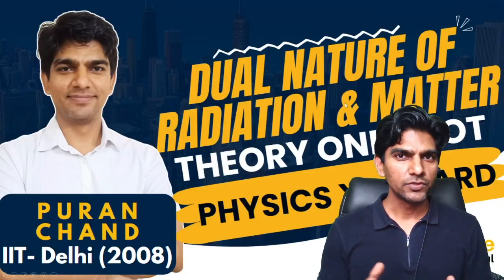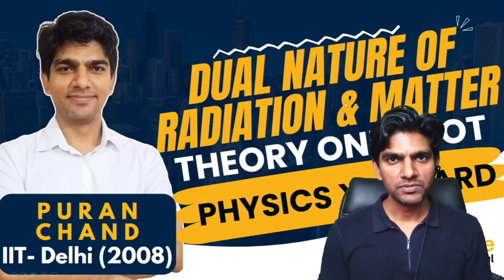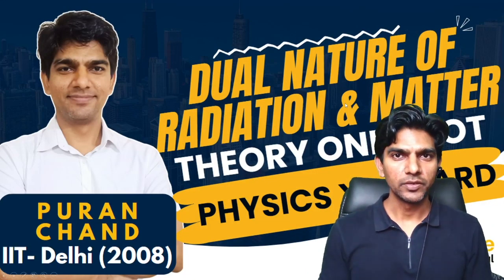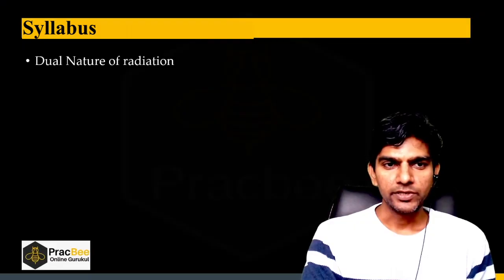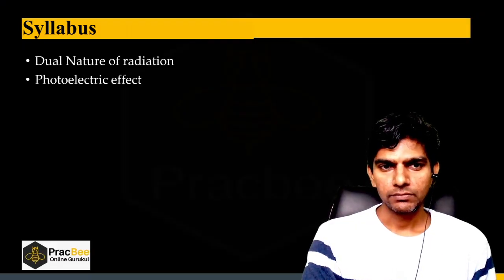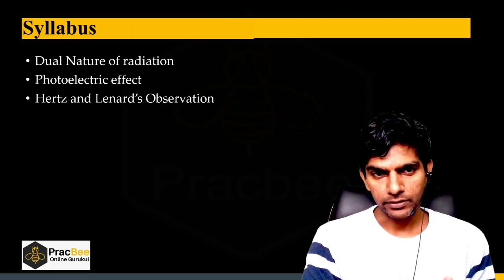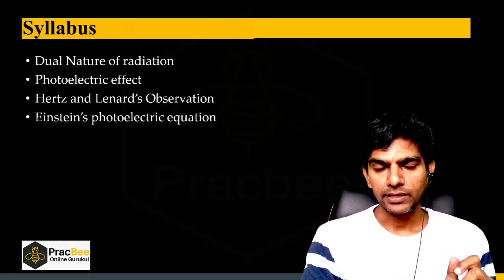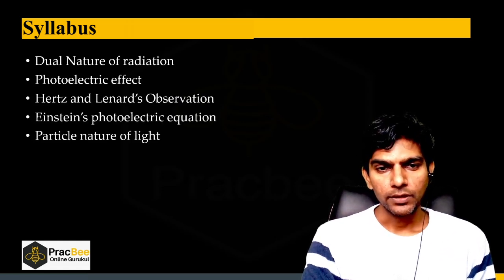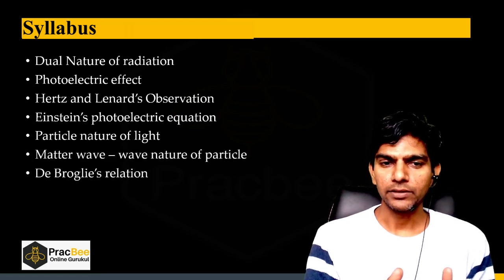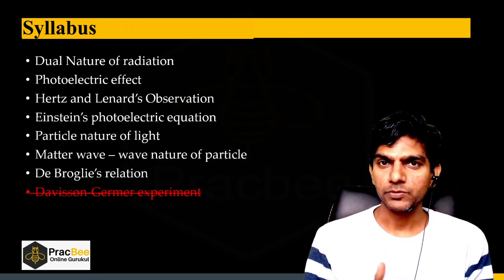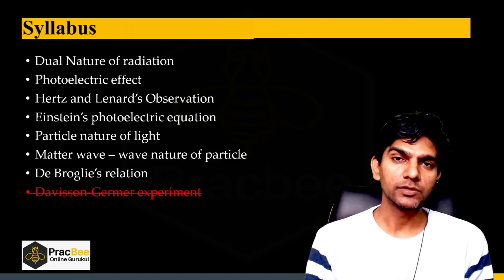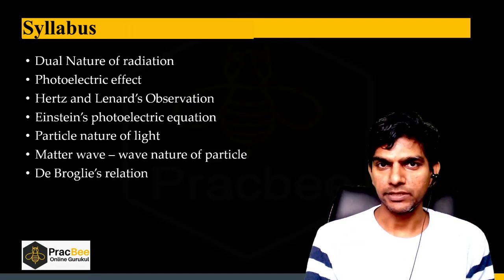Hello everyone. In this one shot, I'm going to cover all concepts related to dual nature of radiation and matter. First we'll go through the syllabus. There is the dual nature of radiation, then the photoelectric effect, Hertz and Lenard's observation, then Einstein's photoelectric equation, particle nature of light, matter wave, de Broglie's relation. The Davisson-Germer experiment has been deleted this year, so you don't have to worry about this particular topic. You have to focus on these areas.